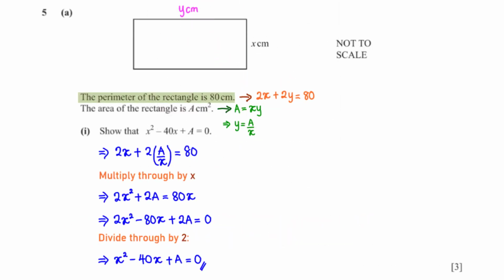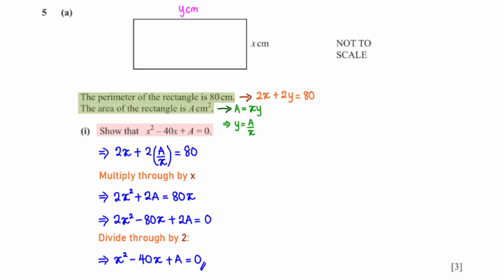The perimeter of the rectangle is 80 centimeters. The area of the rectangle is a centimeters squared. Show that x squared minus 40x plus a equals 0. Based on this, we know that 2x plus 2y equals 80. And based on this, we know a equals xy.